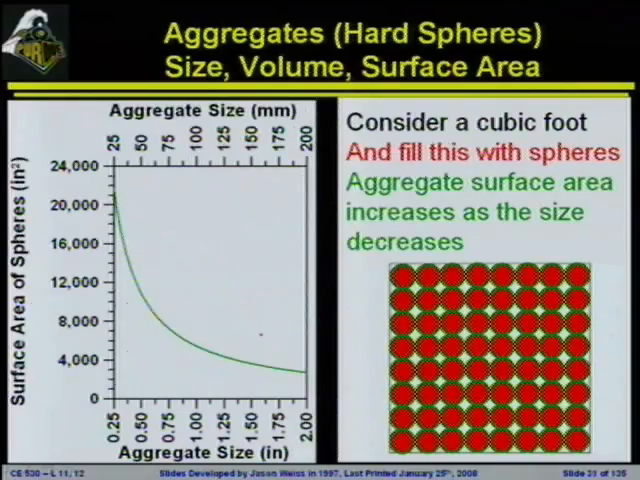Now, as mentioned before, the size of the aggregate influences its surface area. So I've done this simply with spheres. I've shown you that if we had a whole bunch of single-sized spheres and we put them together to fill up a cubic foot, what you would notice is the surface area of the spheres increases as the aggregate size decreases. You could actually figure out the relationship here. Does anybody know how we would get toward the relationship? Volume to surface. The volume to surface relationship, right?